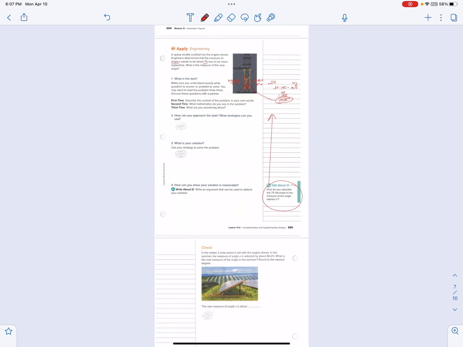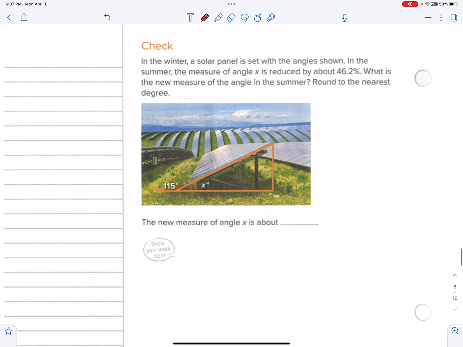Okay, all right, now's the check. It's time for you to go ahead and try this out. So the measure of angle X needs to be reduced by 46.2%. So go ahead and solve for X and then find what is 46.2% of that. And then make sure you actually reduce it. It does say round to the nearest degree at the end. So go ahead and pause and try that out on your own, and then you can check with me.